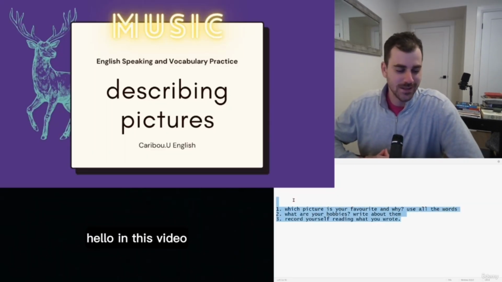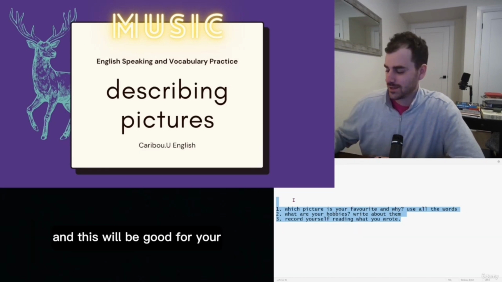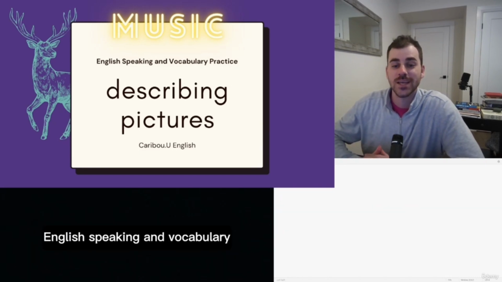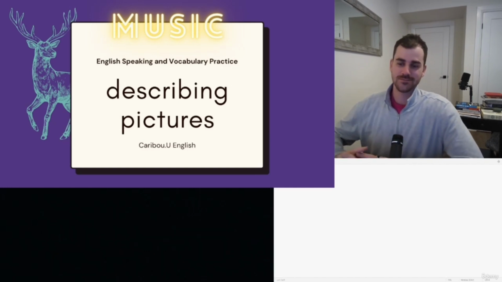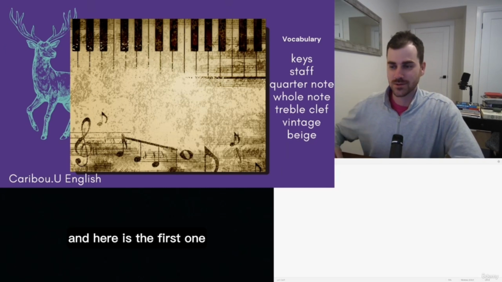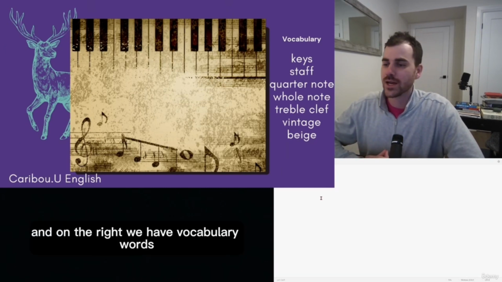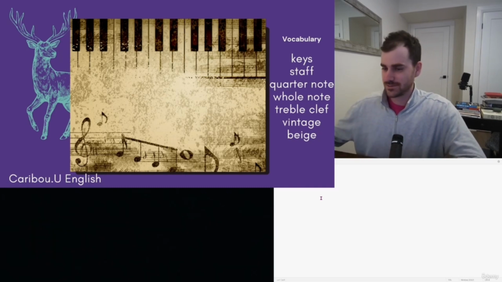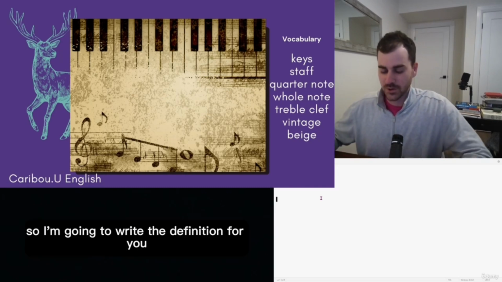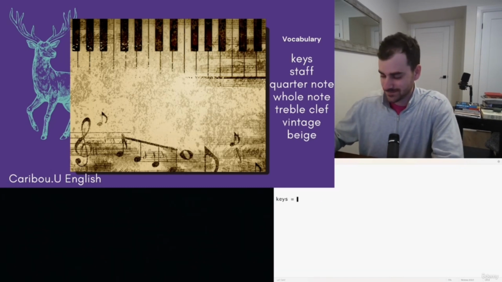Hello. In this video, we're going to be describing pictures about music, and this will be good for your English speaking and vocabulary. There are 3 pictures, and here is the first one. And on the right, we have vocabulary words. So I'm going to write the definition for you.